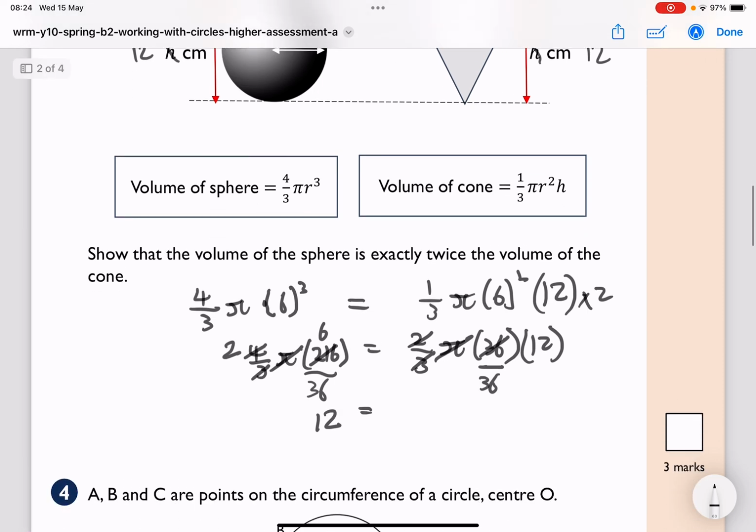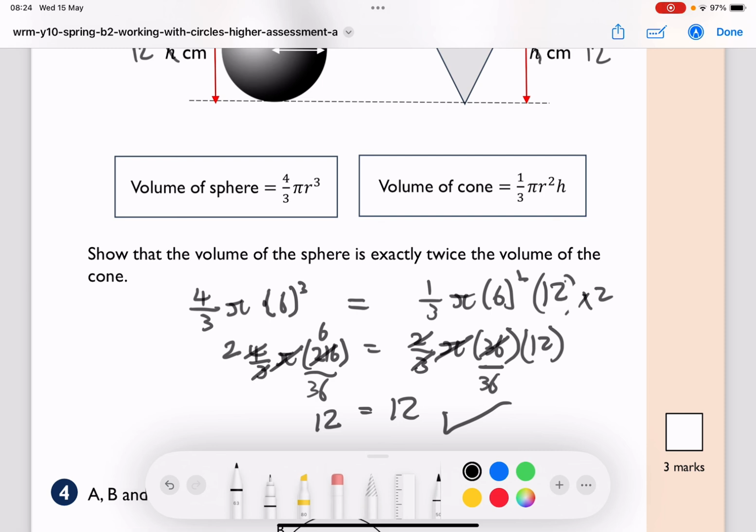I can see the 36, equals 12 on the right. So essentially, substitution and simplifying shows that they're the same. And the key to this was actually making that right-hand side twice as big. And so essentially, I'm looking for them to be equal. Okay.